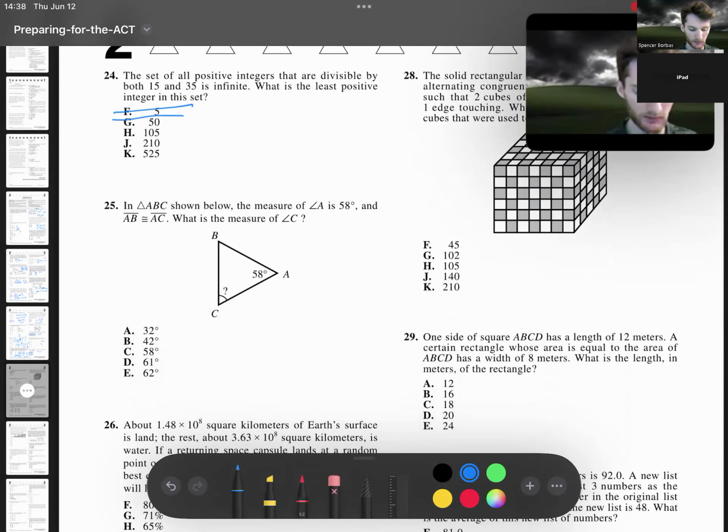ABC shown below. The measure of B is 58. ABC is congruent to AC.